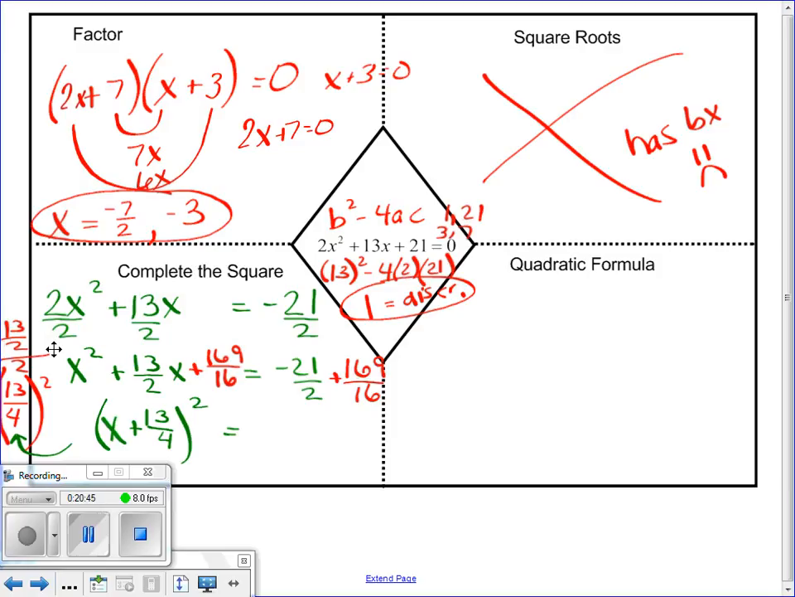Over 2? 1 over 16? Okay. And I heard your answer, I'm like, I don't think that's right. All right, then what? Square root? Top? Bottom? So on this side, we get x plus 13 fourths equals square root of 1, square root of 16. Don't forget your plus minus.